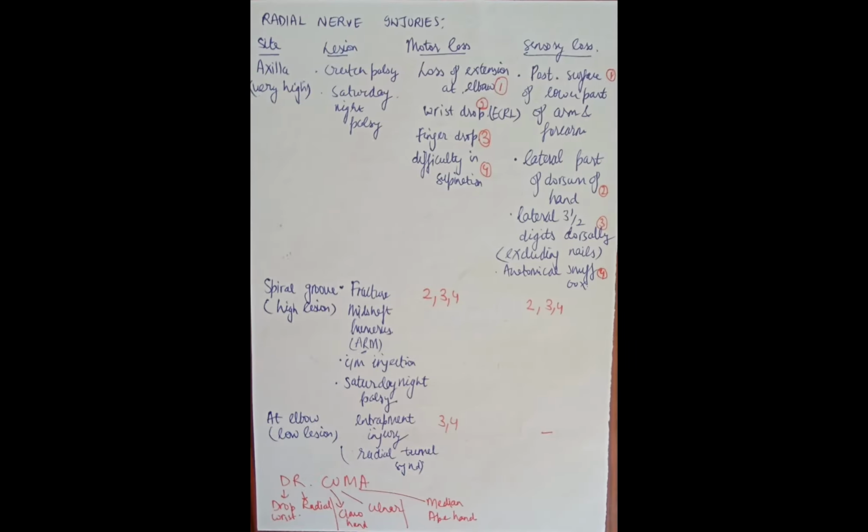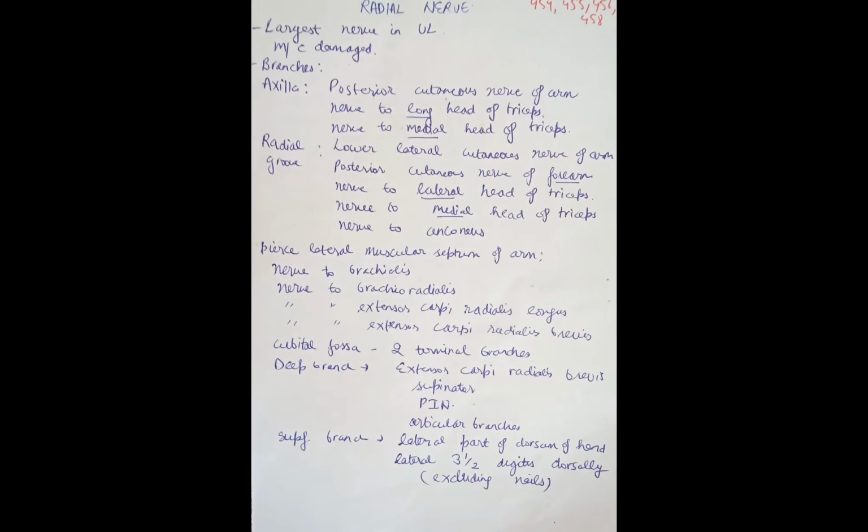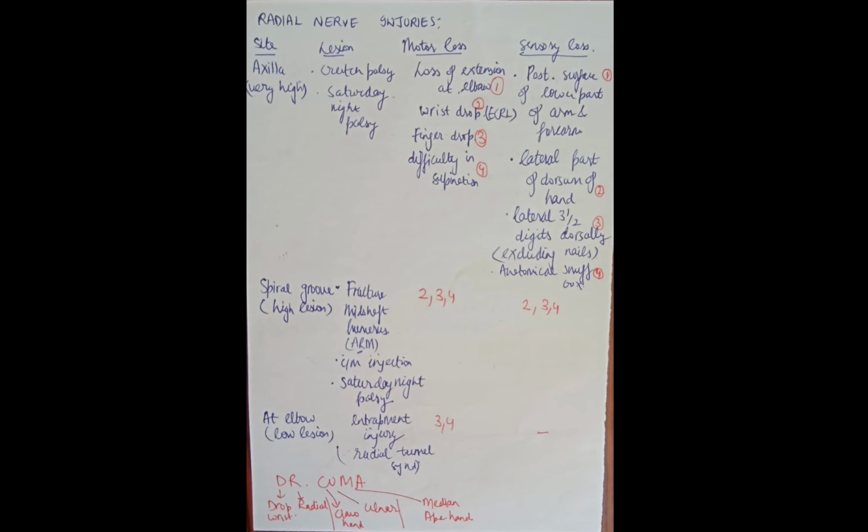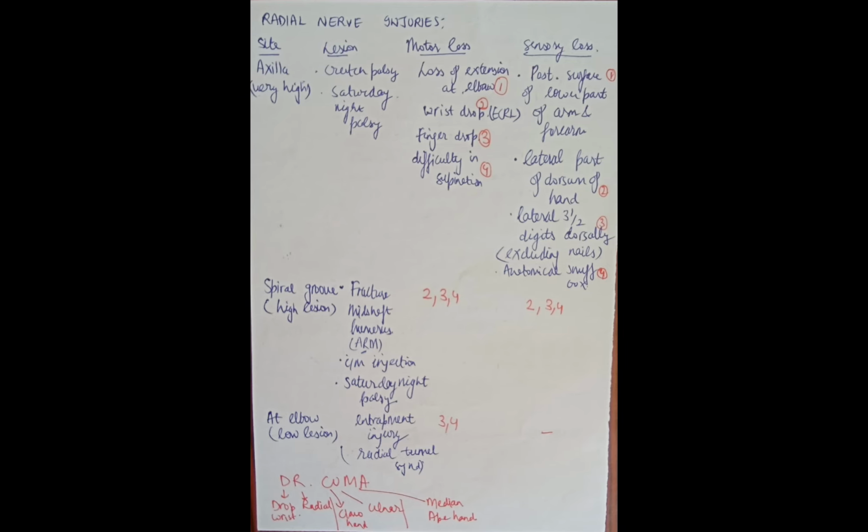Then finger drop and difficulty in supination, as supinator is gone, deep branch is gone. Okay. And sensory loss will be posterior surface lower part of arm, forearm, and dorsum of hand, lateral part of dorsum of hand, lateral half, and lateral 3.5 digits dorsally, and anatomical snuff box.